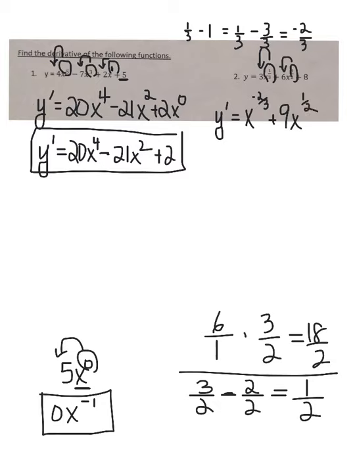And then we have that plus 8. And remember what I said to you, whenever you have a constant, when you take its derivative, everything just cancels out and becomes 0. So here is your derivative for number 2.